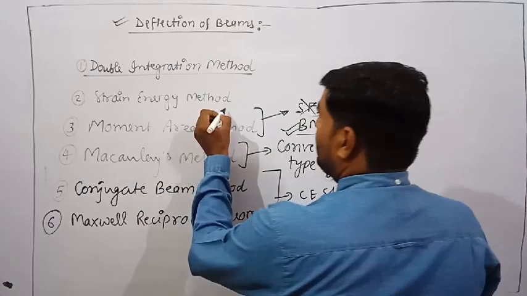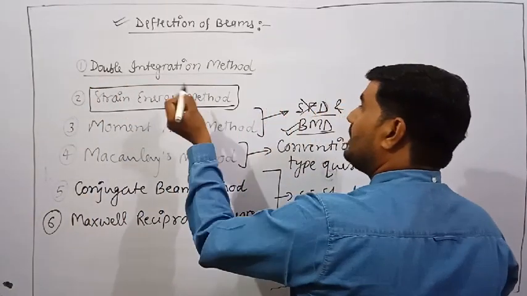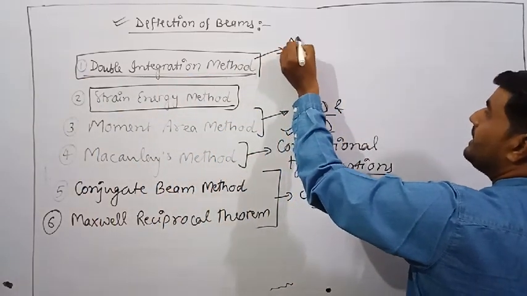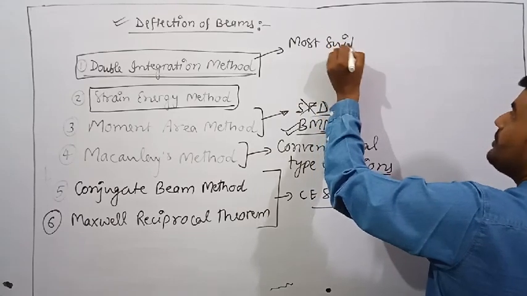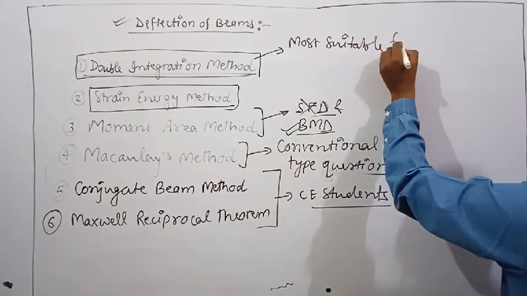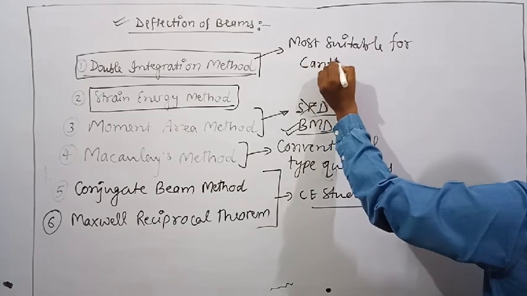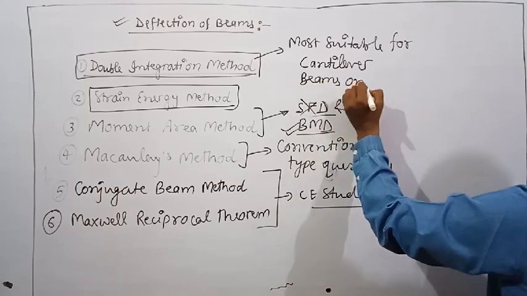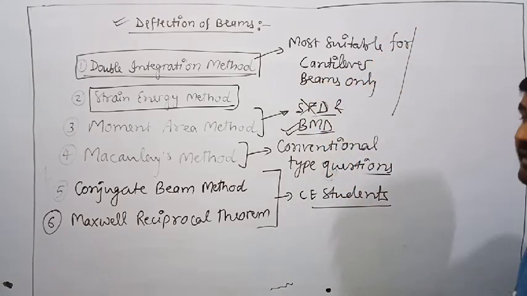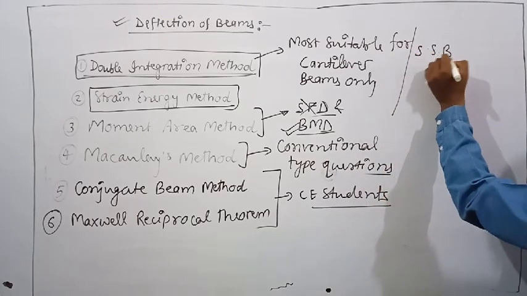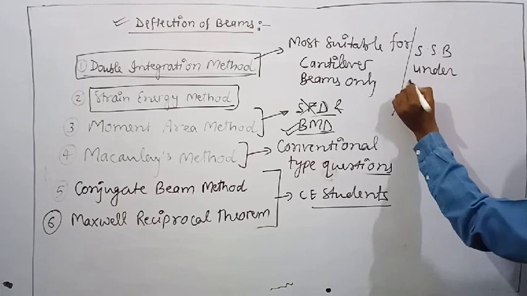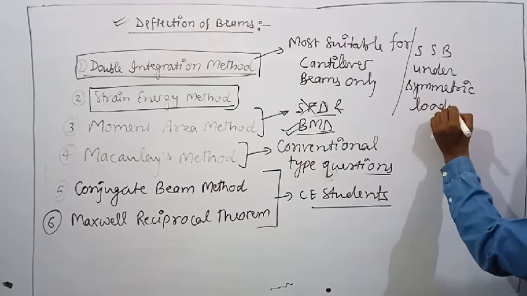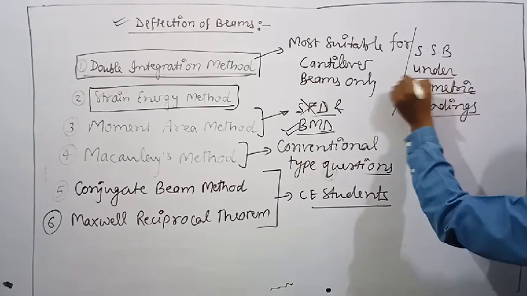And a very simple method is the strain energy method and the double integration method. But there are certain limitations with the double integration method. This method is most suitable for cantilever beams only. Okay, and also suitable for simply supported beams under symmetric loadings. Under what loadings? Symmetric loadings.